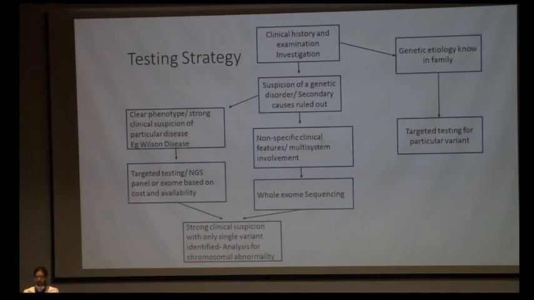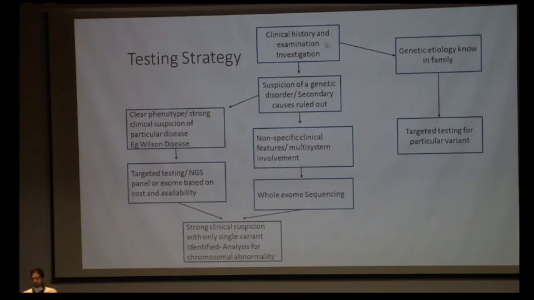However, if the phenotype is non-specific or has multi-system involvement, then it would probably be better to go for whole exome sequencing. After doing this, if we still don't find variants or find only a single variant, then we would need to do other tests for chromosomal abnormalities, which are not covered in this lecture.